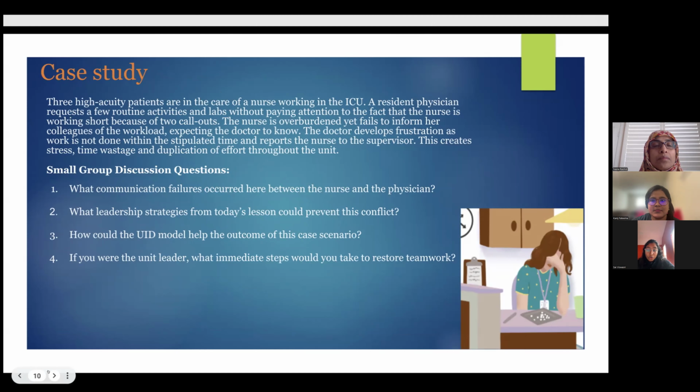So, for the small group discussion, these will be the guiding questions you will explore. First one is, what communication failures occurred here between the nurse and the physician? Which leadership strategies from today's lesson could have prevented this conflict? How could the UID model have changed the outcome? If you were the unit leader, what immediate steps would you take to restore teamwork? In the actual session, we would now break participants into small groups for 25 minutes.